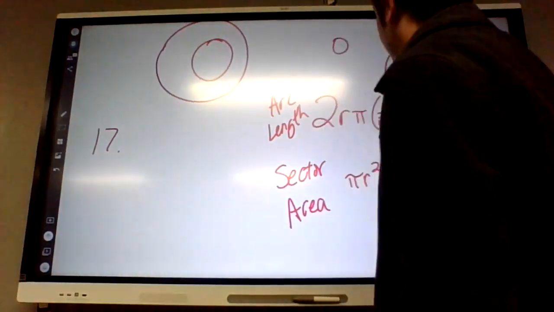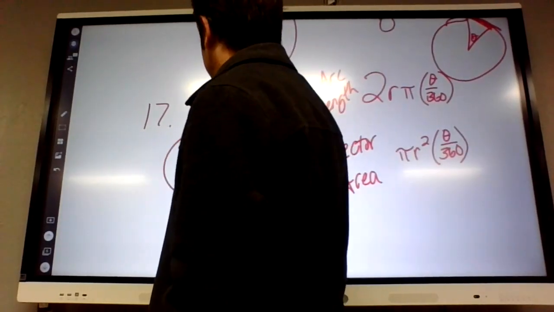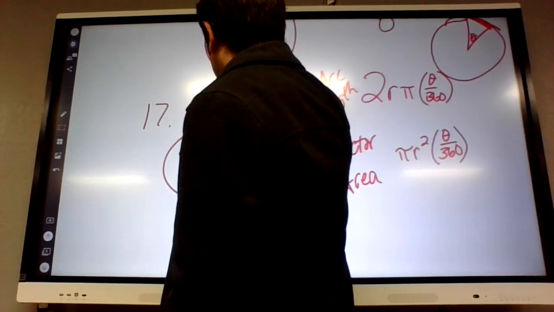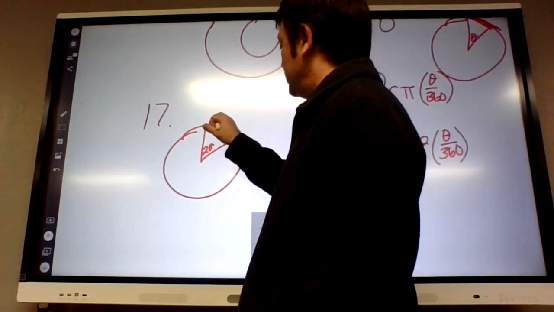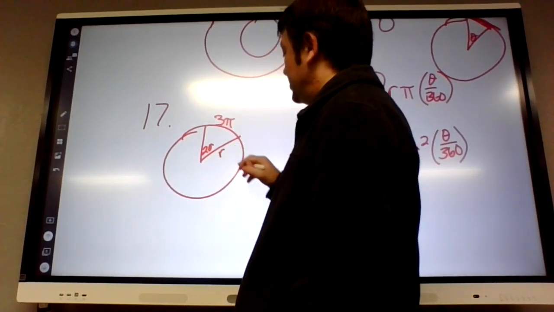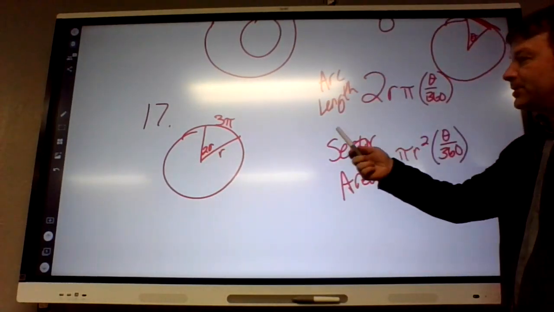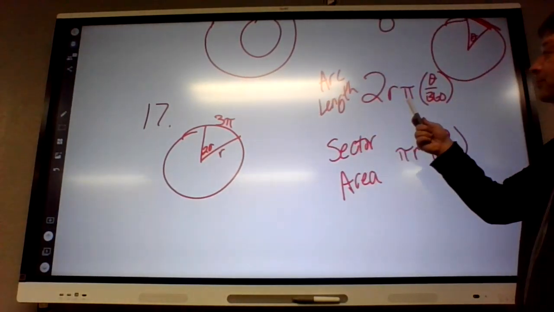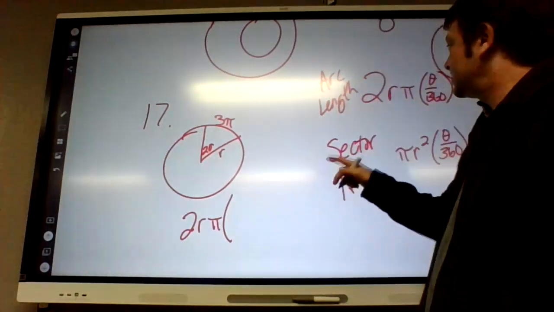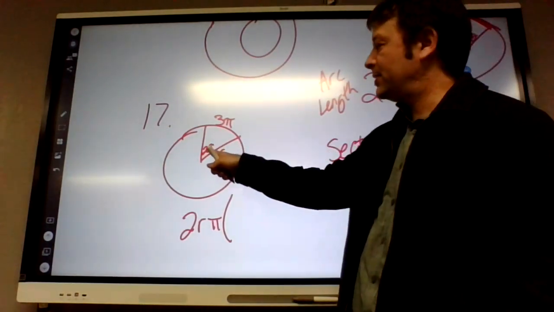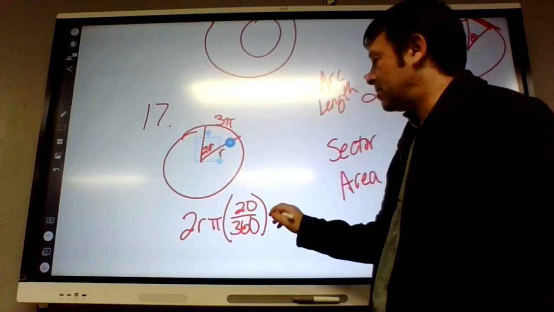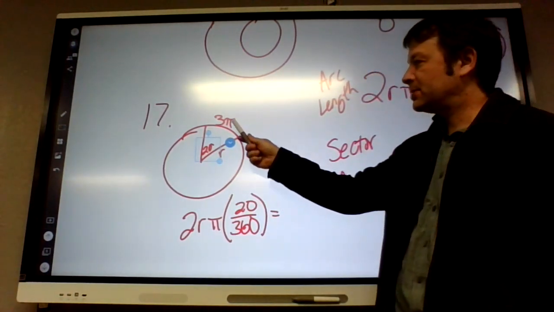If the arc is 20 degrees, that means the angle is 20 degrees also. I guess we just put it right there. And then the arc length is 3 pi, but we don't know the radius. So I'm just going to plug what they gave me into the arc length formula: 2 times radius times pi times theta over 360. I know theta is 20, so 20 over 360, and that should equal the arc length, which is 3 pi.